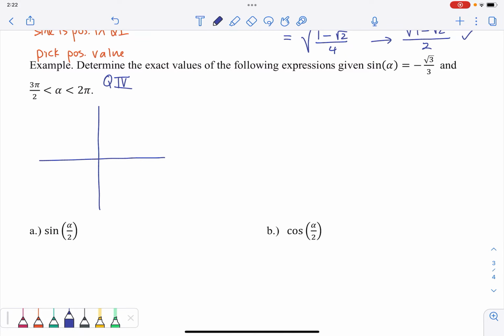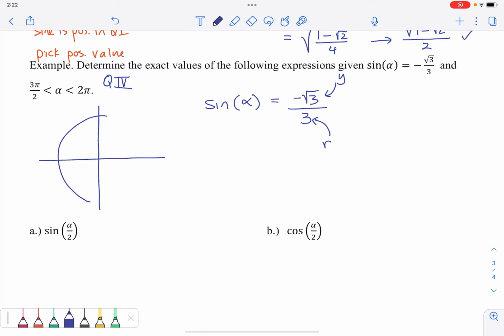And it's telling me that sine of alpha is negative root 3 over 3. So just like what we've done before, I'm going to write that as negative root 3 over 3 because 3 is going to play the role of r, and negative root 3 will play the role of y. And this is just for our generalized trigonometric definitions.